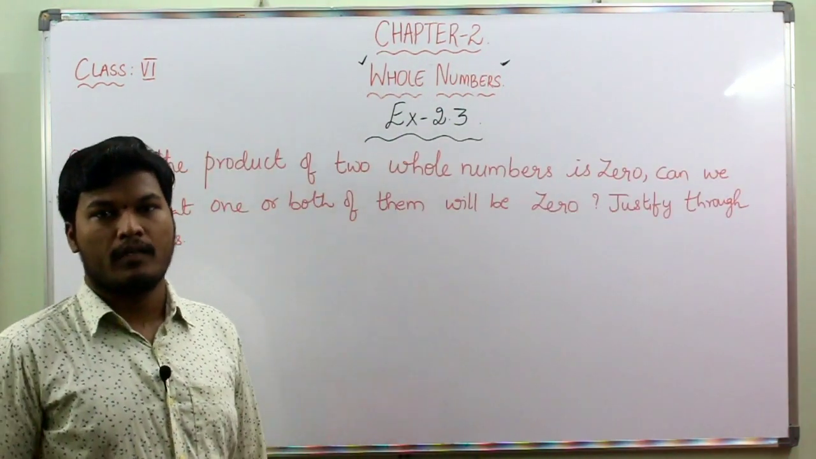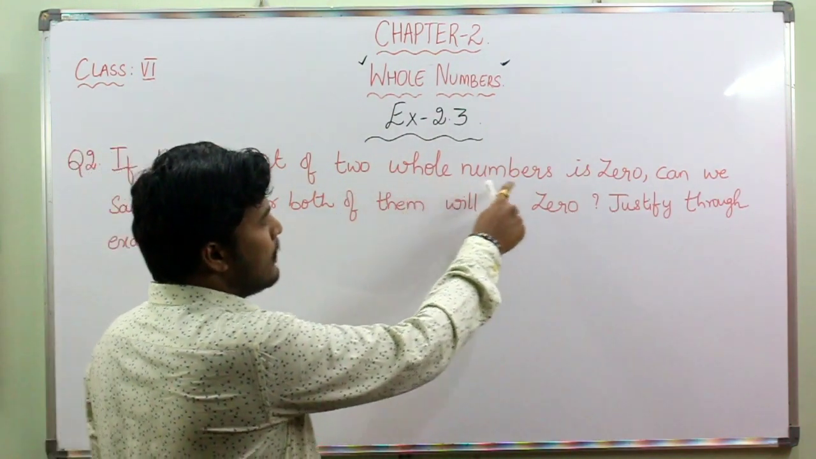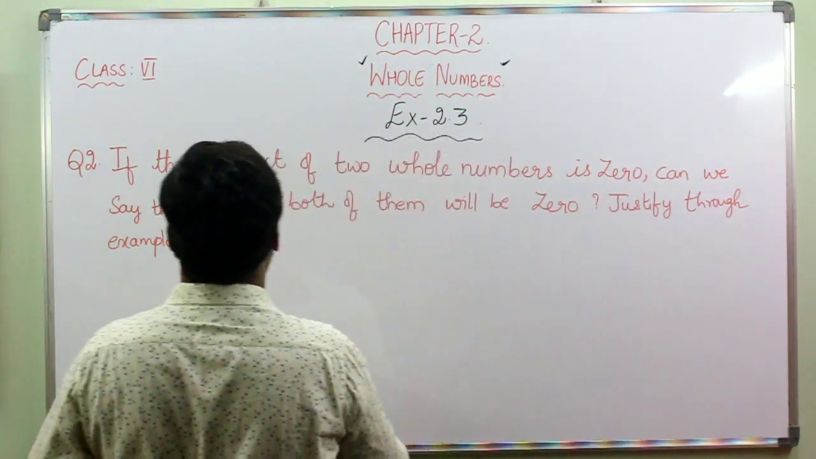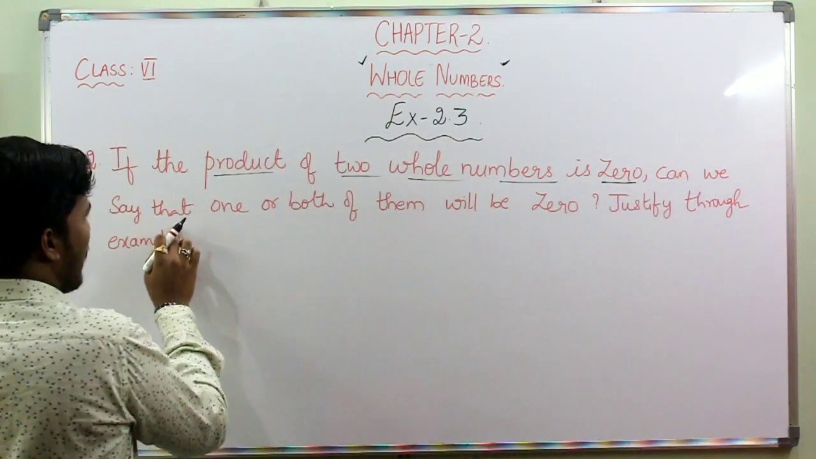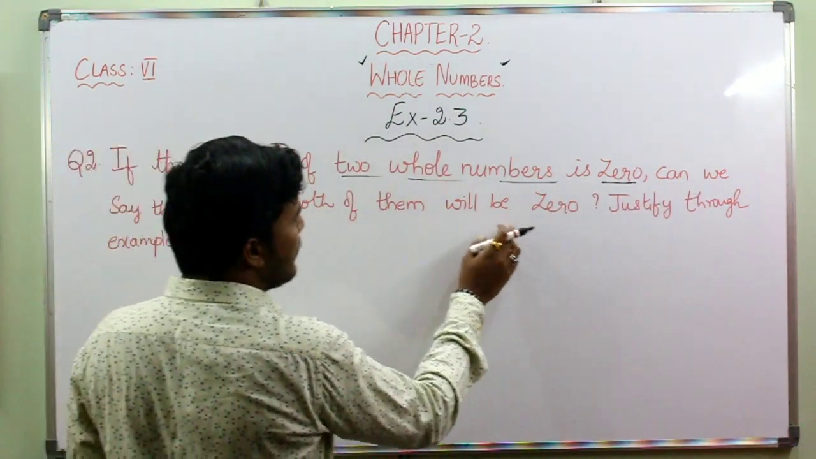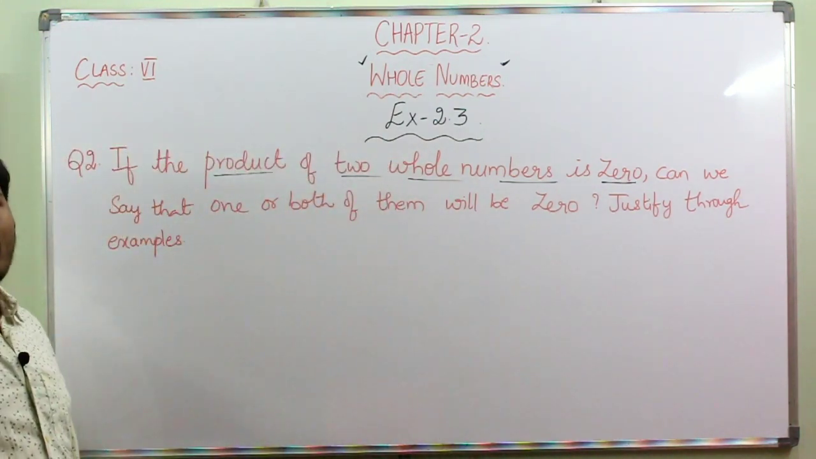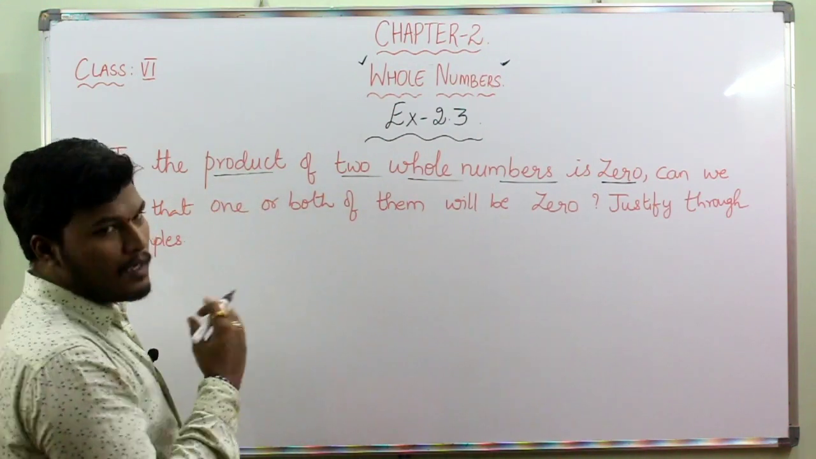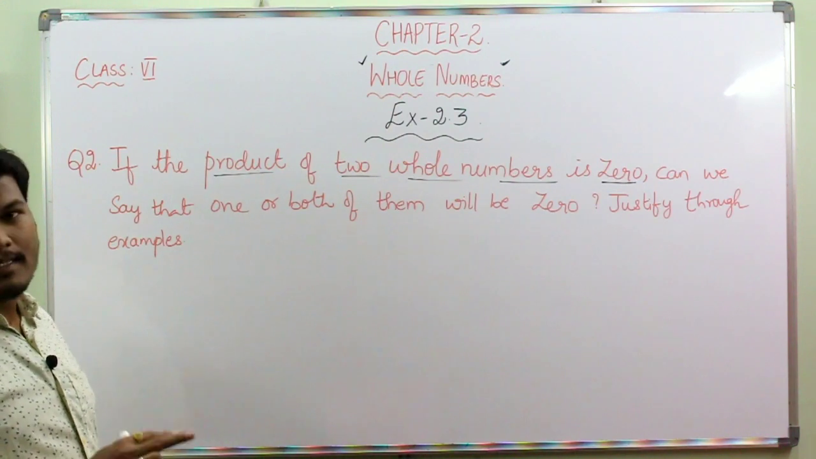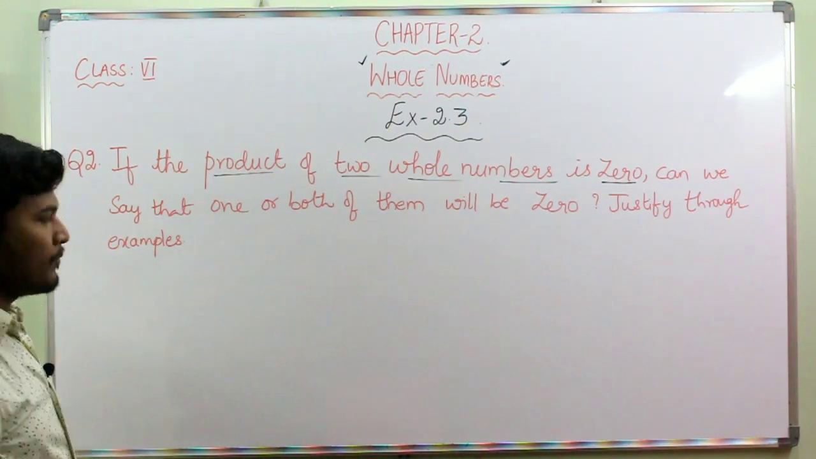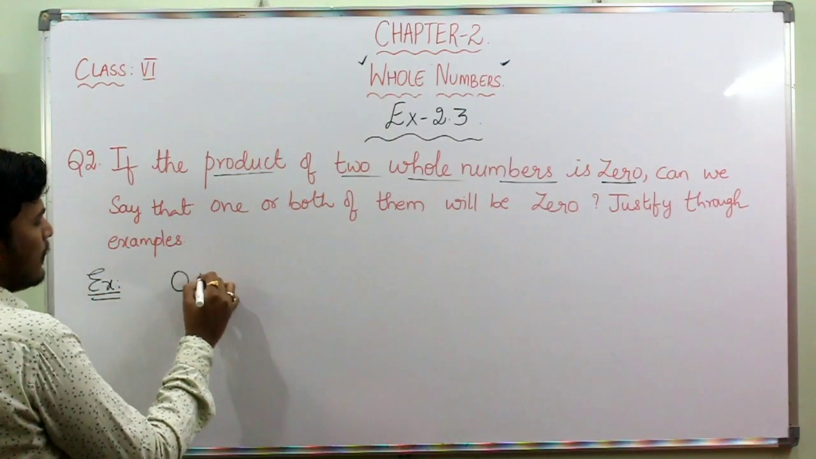Now exercise 2.3, second question. If the product of two whole numbers is 0, can we say that one or both of them will be 0? Justify through examples. Here he is asking whether if I take both the numbers as zeros, the product will be 0, or if any one number is 0, the product will be 0 or not. Let us take the example 0 into 0.